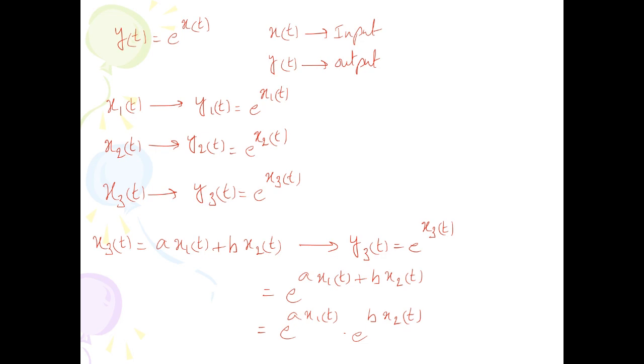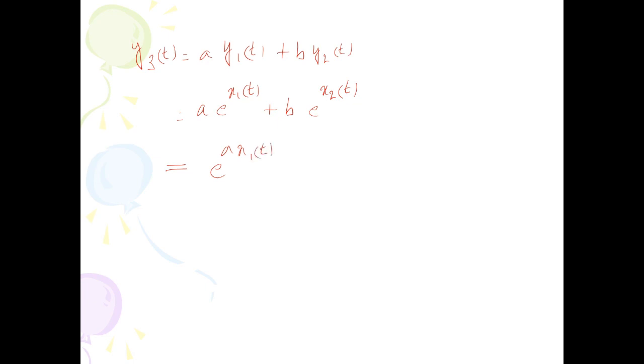But you should get the transformation of y3 of t. You should get a into y1 of t plus b into y2 of t. So what you get is a into e power x1 of t plus b into e power x2 of t. But what you got is e power a into x1 of t into e power b into x2 of t.